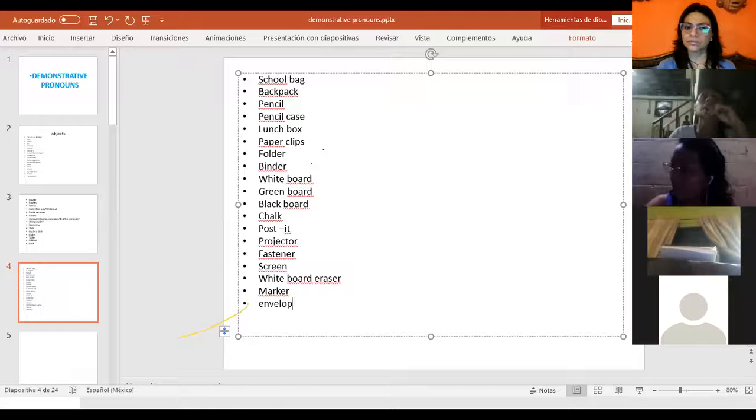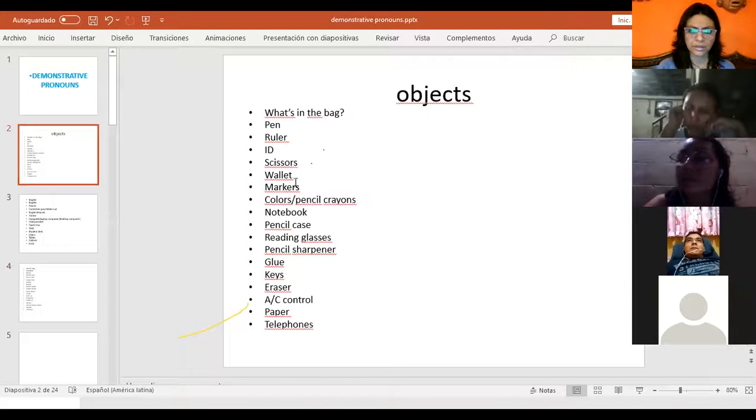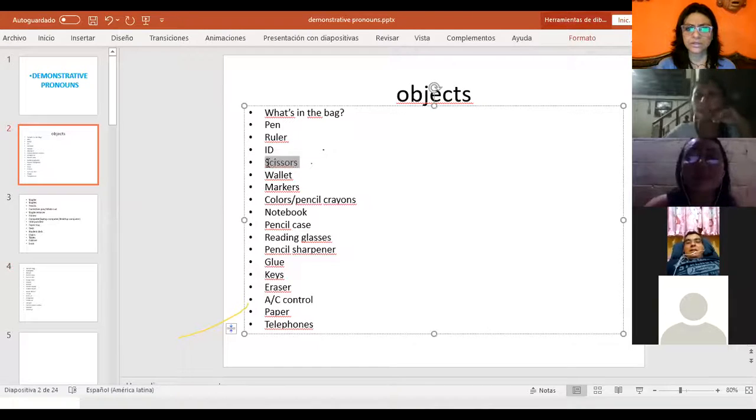Maqueta. How do you say that? Carolina, ¿cómo se dice? Pero me quedo pendiente con la maqueta, se me ha olvidado. ¿Cuál es la otra? Como tijera. Tijera, scissors. Scissors creo que estaban por aquí en la primera. Acá, scissors. El tape. Tape. ¿Y los plumones?